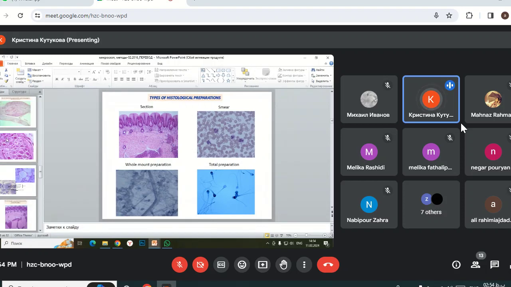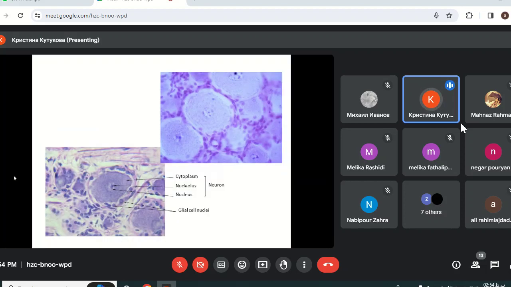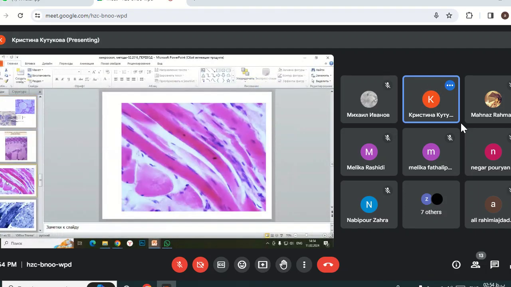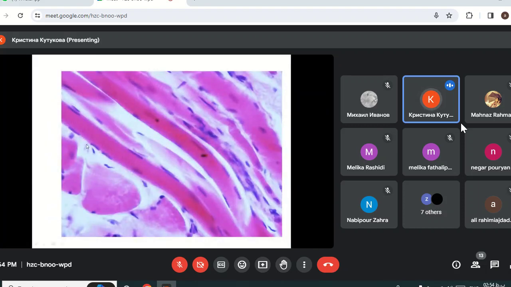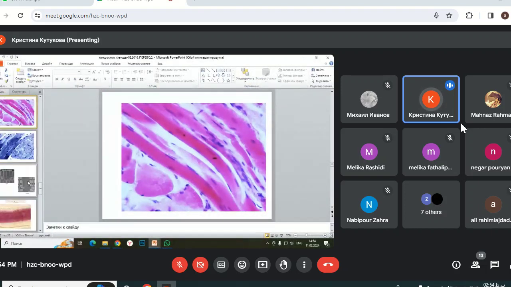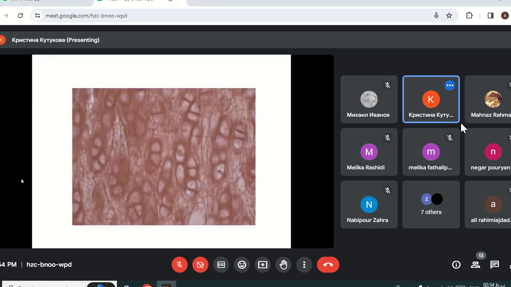Your picture number 1 is this, the neuron surrounded with glial cells. This is a section. Your picture 2 is the section of muscle fibers, longitudinal and cross-sectioned. This is also a section. And number 3, the ear cut. Ear auricle with cartilage tissue. So this is also a section. So all your pictures are sections.